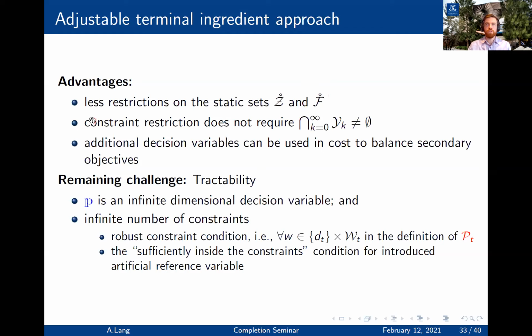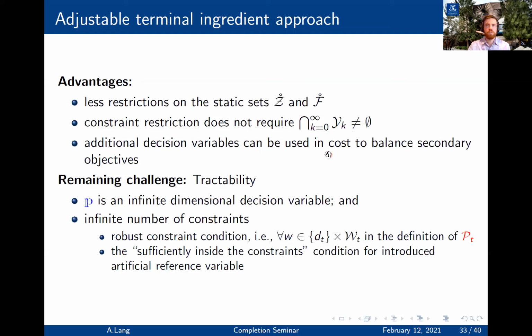Then also the constraint restriction in that recursive feasibility result is only from one time instance to the next time instance. So that means the infinite intersection doesn't necessarily need to be non-empty. And another advantage is that we have these additional decision variables that we can use in the cost to balance secondary objectives. So for example, we could put a negative penalty on that scaling parameter sigma, and that will encourage large terminal and end of preview sets.